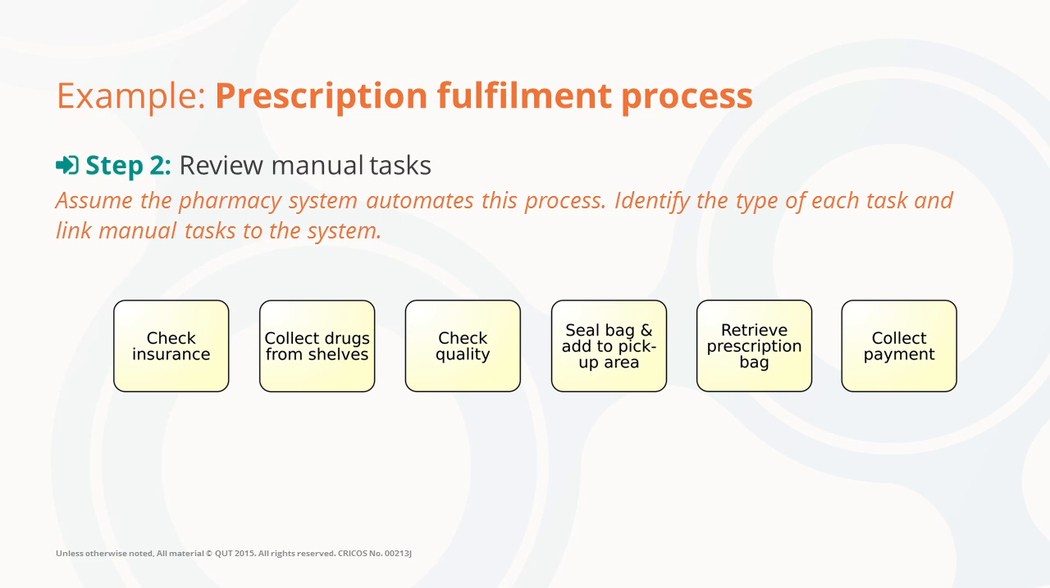Now the first task is clearly an automated task. We could automatically execute it through the pharmacy system that would compute the amount of copayment of the customer on the basis of their insurance policy and the prescription itself. So the remaining tasks, like collect drugs from shelves or check the quality, are manual tasks. However, the task collect drugs from shelves could be replaced by a user task.